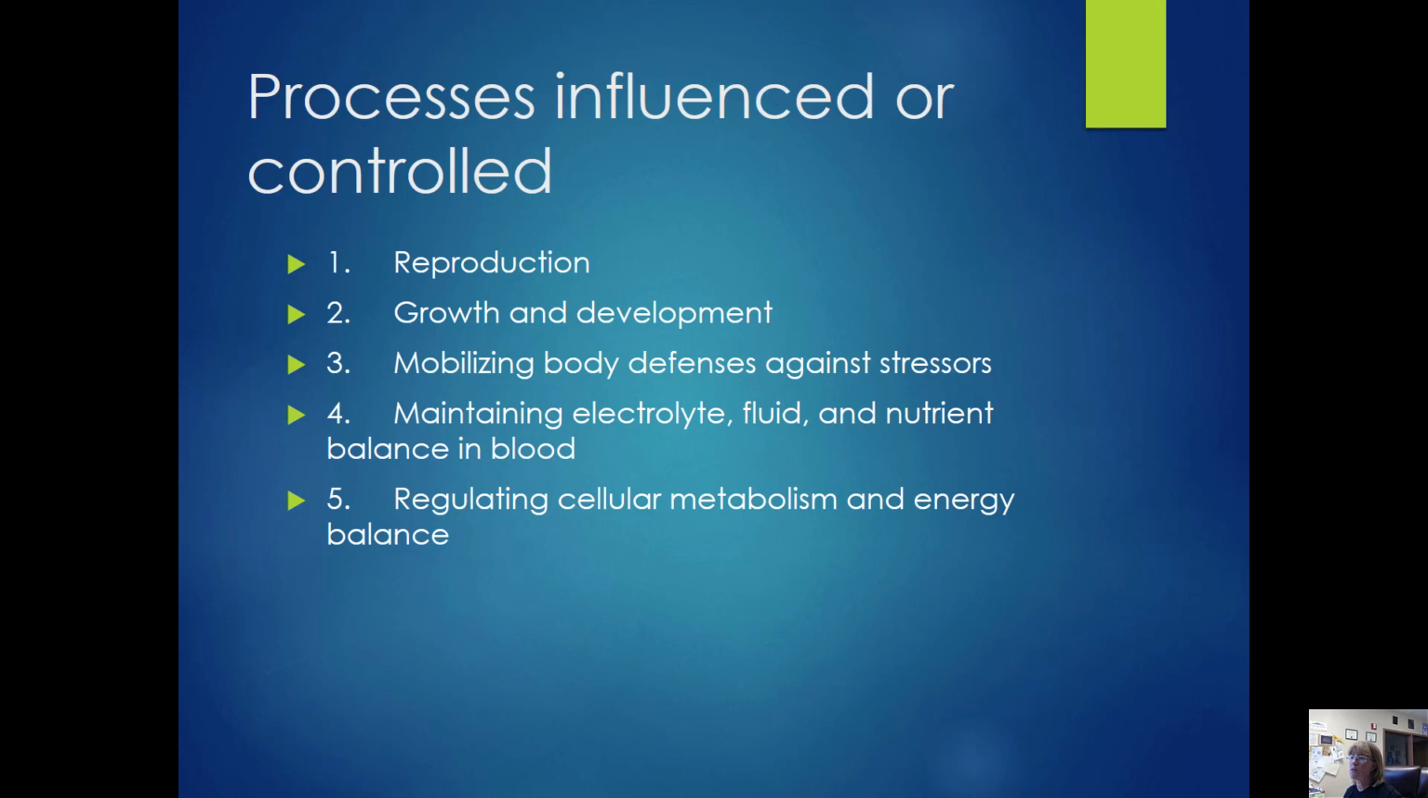All right, so what are some things that the endocrine system governs? So if you keep these things in mind, it may help you later on in the final exam to remember what hormones do what. So we have hormones that affect reproduction, growth and development, mobilizing body defenses against stressors. This is going to be both acute stress and chronic stress. So when we think about acute stress, we think sympathetic stimulation and the release of epinephrine and norepinephrine.